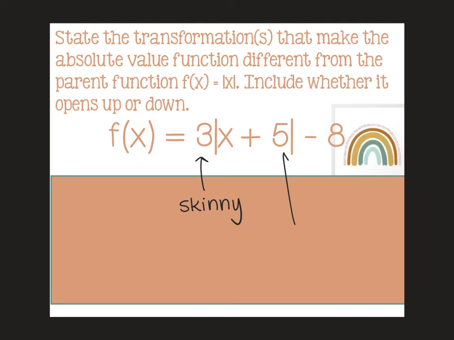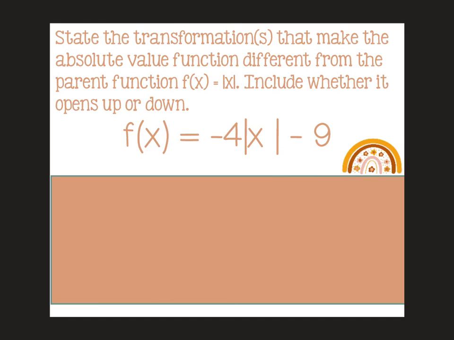This part either is left or right. The plus means move left. The part on the outside is up or down. Since it's negative, it means down. So if you're getting it, this negative 4 means skinnier. This negative 9 means down 9. And good point, this negative out in front means that it opens down.